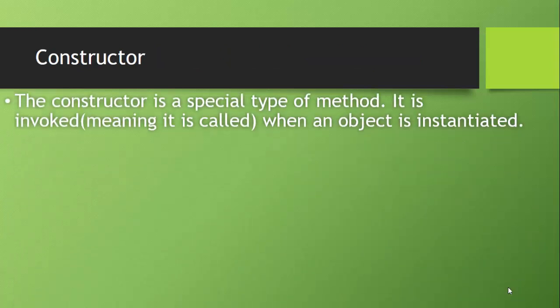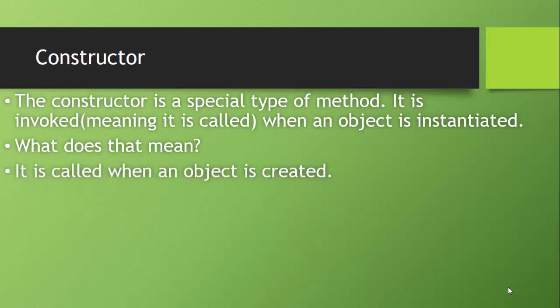So we also have something called a constructor. Now, the constructor is a special type of method. It is invoked, simply meaning it is called, when an object is instantiated. So here we have that phrase, an object is instantiated, and you may be saying, what in the world does that mean? I don't know. I just started object-oriented programming. People are using all these phrases and terms, and I have no idea what they're talking about. All that means is that the constructor is going to be called when an object is created.